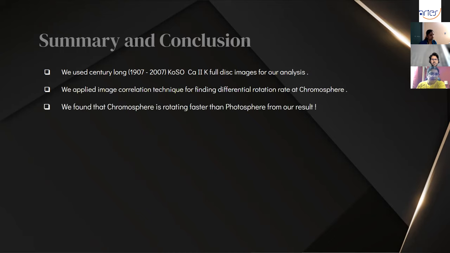We found that the chromosphere is rotating faster than the photosphere from our result, but we cannot say confidently whether this is correct or not. So we'll further verify this result by using different methods, and after verifying we'll go further, and study the differential rotation rate with different solar cycles as well.